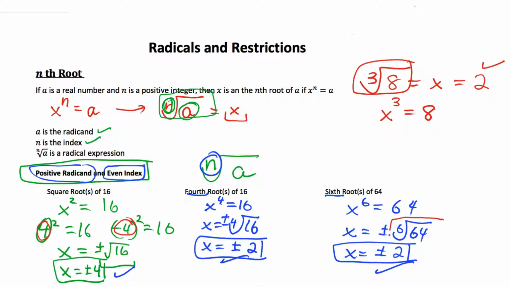But the radical symbol itself on its own, the sixth root of 64, just on its own, represents the positive root, the principal root, as we call it.